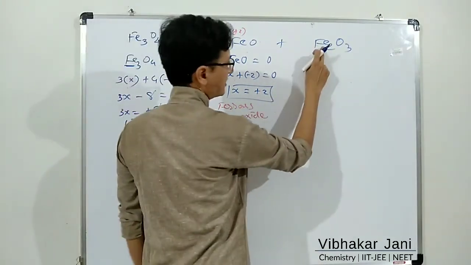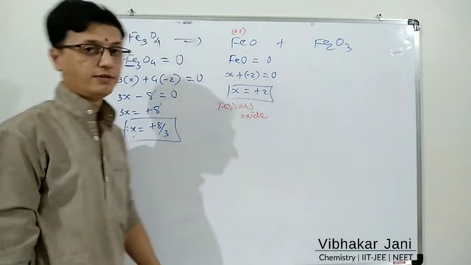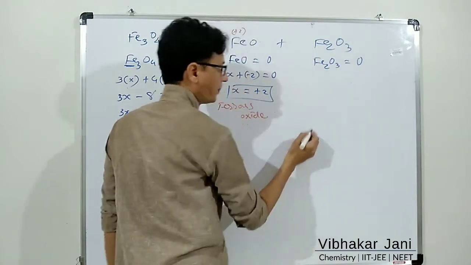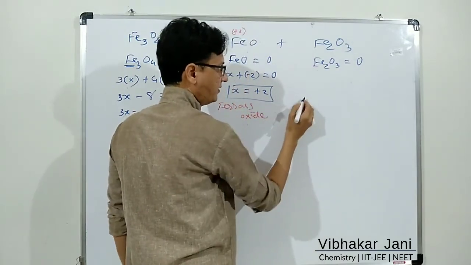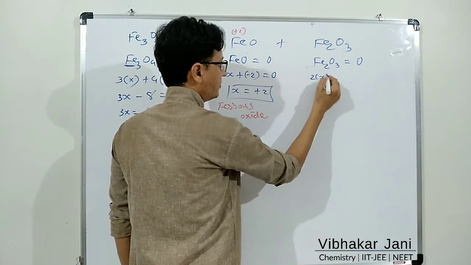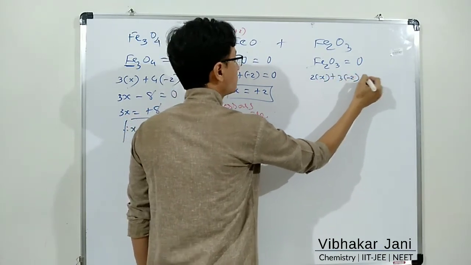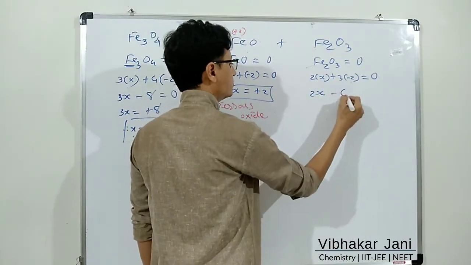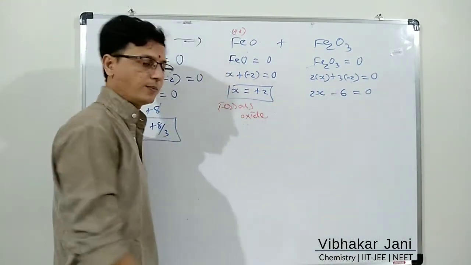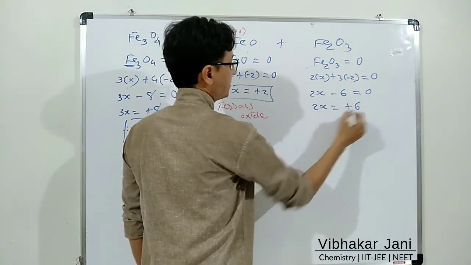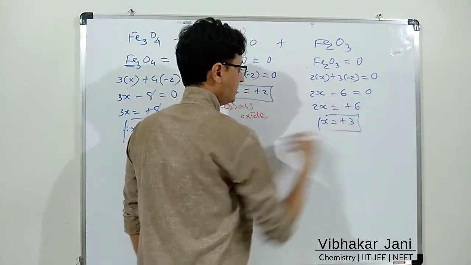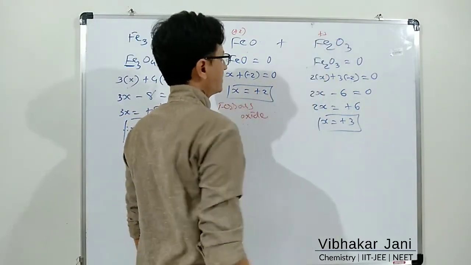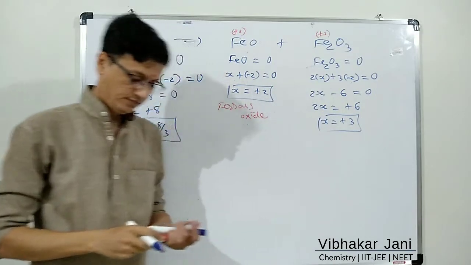Now let us count the oxidation state of this iron in Fe2O3. So Fe2O3 is equal to 0. Now we will put X for Fe. That means 2 multiplied by X plus 3 multiplied by minus 2 is equal to 0. That means 2X minus 6 is equal to 0. That means 2X is equal to plus 6. That means X is equal to plus 3. So here each Fe is having oxidation state as plus 3.